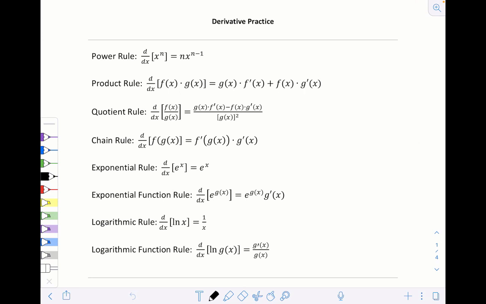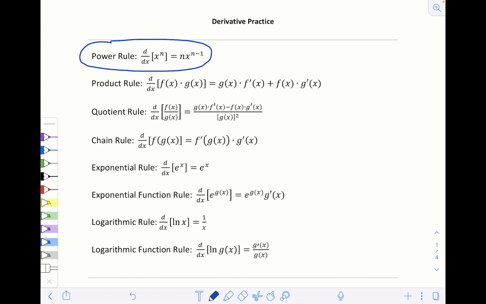Here are all the rules for differentiation. Probably one of the rules that gets used the most is the power rule. And in order to use the power rule, you do want to know how to simplify exponents with algebra techniques and how to convert from radicals to exponents.